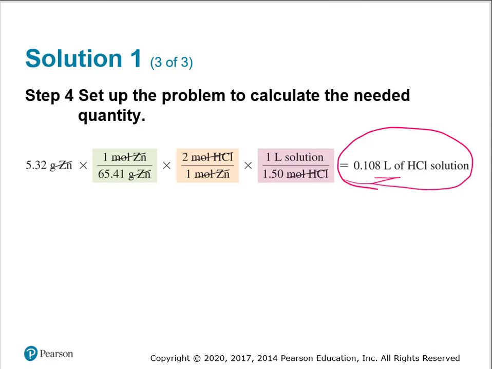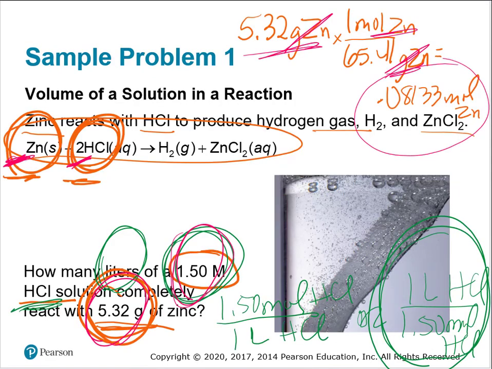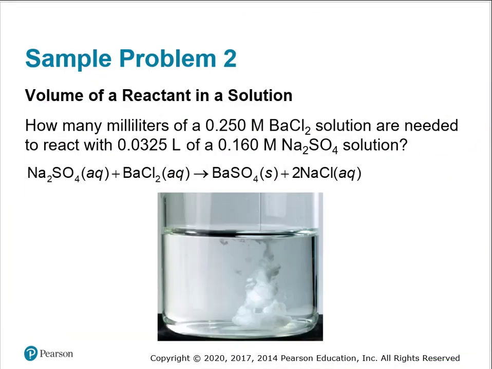And again, we did this all by having a balanced equation. I started with grams of zinc, I went to moles of zinc, and I was able to hop from moles of zinc to moles of HCl. We did that using stoichiometry, but now we're able to see that we can do that with solutions as well. Let's work through this problem.